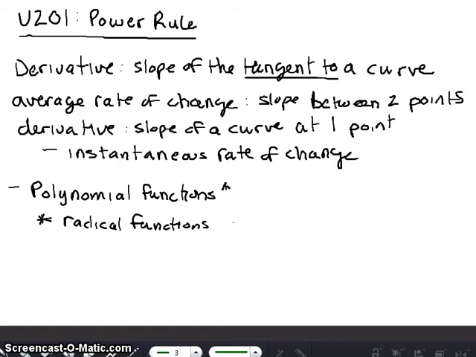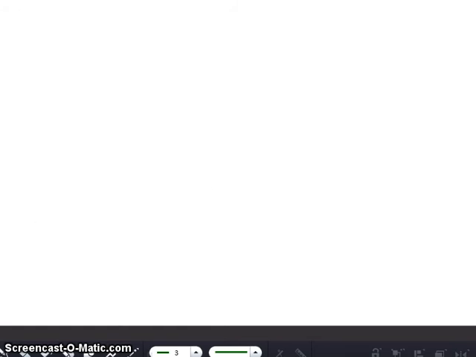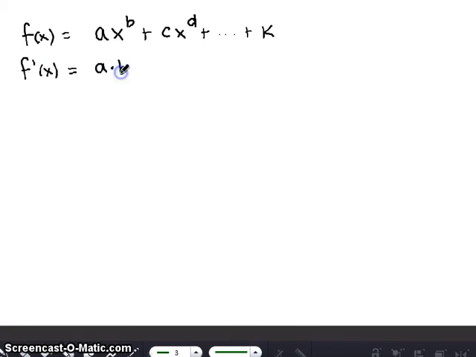So what the power rule for derivatives says is that if you have some function f of x that is ax to the b power plus cx to the d power plus, all the way down to some constant we'll call k, the derivative, which we will call f prime of x, is going to be a times b x to the b minus 1 power plus c times d x to the d minus 1 power all the way down to plus 0.